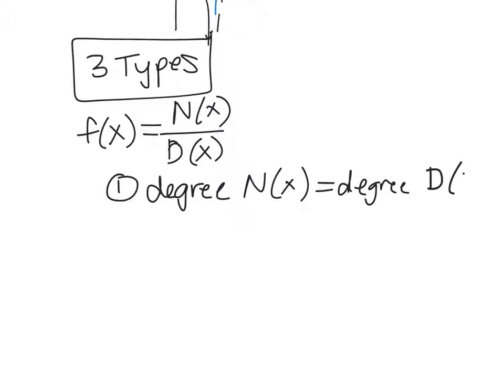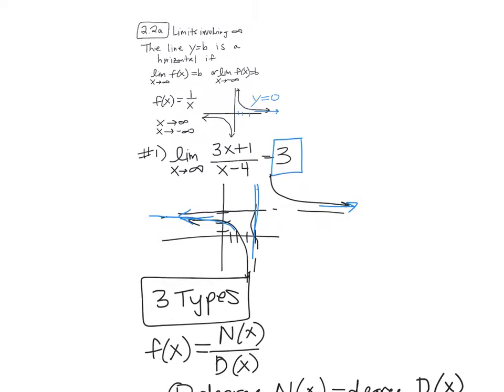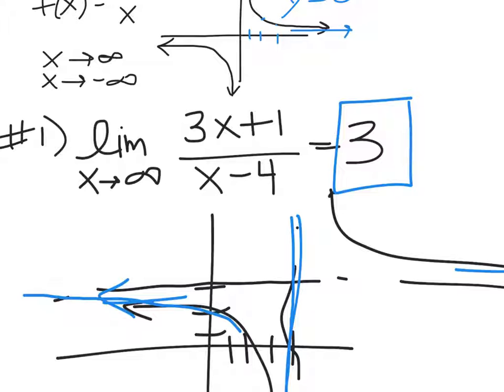They were both linear. The numerator was degree 1, the denominator is degree 1. What you do to find the horizontal asymptote is take the leading coefficient of the numerator and divide it by the leading coefficient of the denominator. So for that one, we had 3x over 1x, and we're really just looking at this right here, ignoring the rest of it. The asymptote was 3, which is the limit.